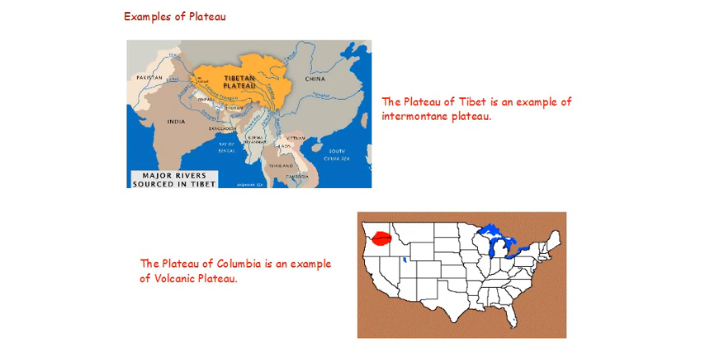Now, on the northern part of our country, we have an intermountain plateau that is called Tibetan Plateau. This particular plateau is surrounded by mountain range from all sides. For that reason, it is called an intermountain plateau. And in USA, we have Plateau of Columbia, which is an example of volcanic plateau. It is located in the northwestern part of USA. It is formed due to upwelling of lava through a crack in the earth crust.